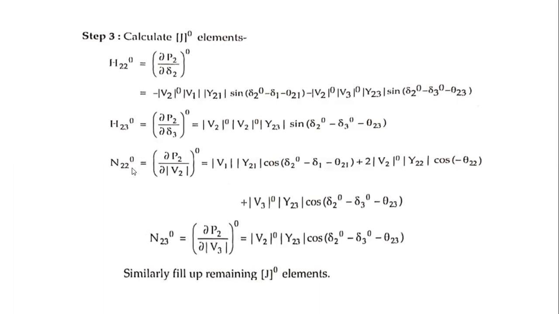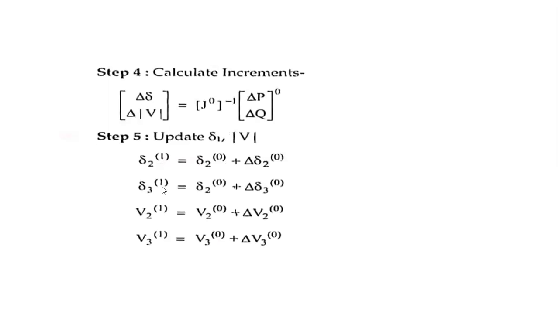Next, N22 naught is equal to dou P2 by dou V2. Next, N23 means dou P2 by dou V3. Similarly, we can calculate all the values and then we fill the Jacobian matrix. Then step 3 will be cleared.